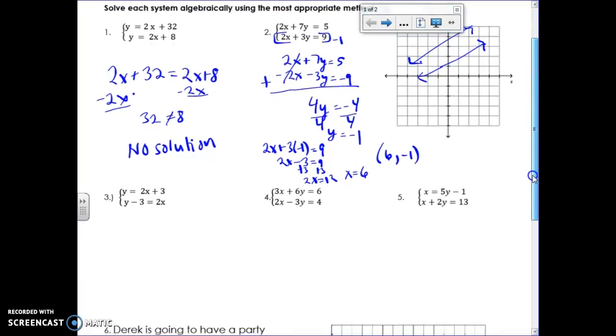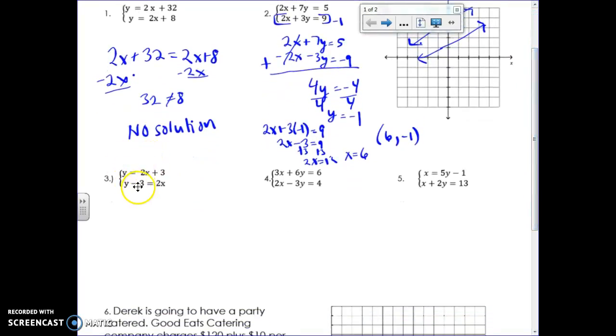For number 3, I'm actually going to use substitution for this one. You could change this to y equals mx plus b form by adding this 3 to both sides and graphing it here. But just to save from graphing on this one, I'm going to substitute. So I'm going to substitute 2x plus 3 in for y on my second equation. And when I do that, I get 2x equals 2x. 2x will always equal 2x, so this is an infinite solutions problem. They are the same line.